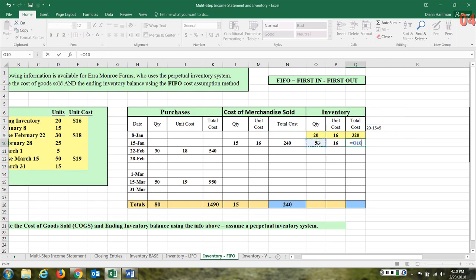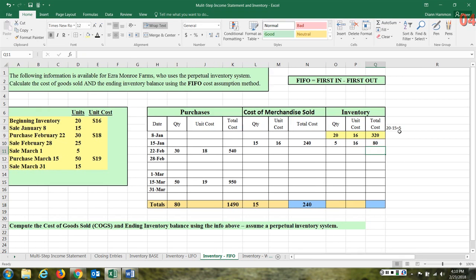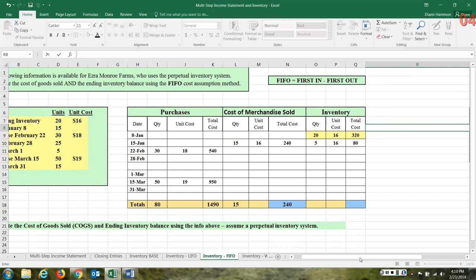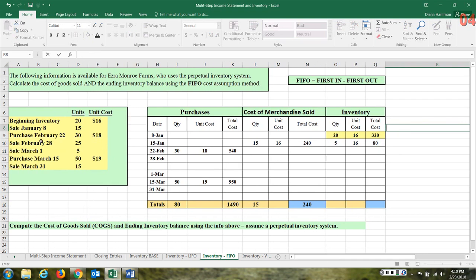So let me let Excel do this math for me. I'm just telling it to multiply these numbers together. So we have a total cost now at this point of $80. Again, they're just multiplied across. Now let's go back to the left-hand side of the screen. Clean that up so it's not too cluttered for you.